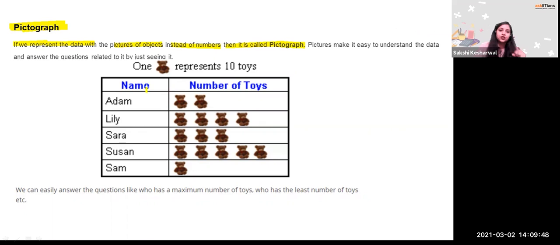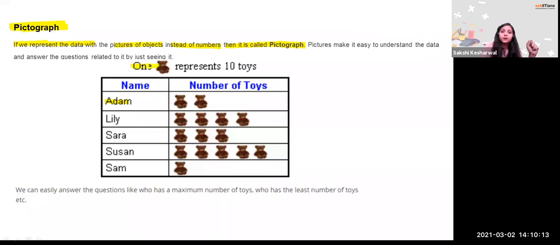So what happened is, anything that you represent as data, let's take an example. Adam likes two teddies. So what is the frequency? Frequency is two. Lily likes four teddies, so the frequency is four. Sarah likes how many teddies? Three. So frequency is three. And Susan likes how many teddies? Five teddies. So frequency is five. Sam likes how many teddies? It's one.